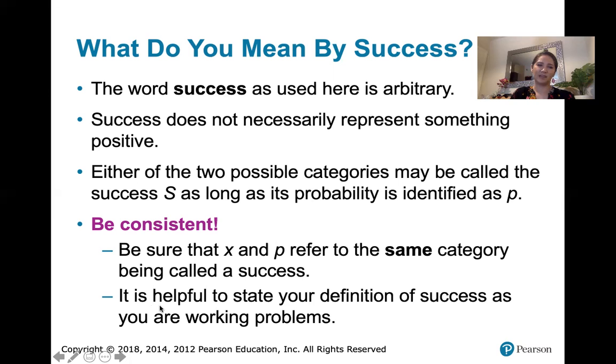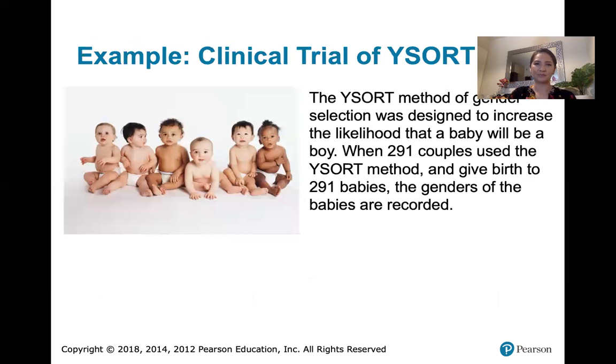This is just a note from me. It just says that it's helpful to state your definition of success as you're working problems. That will help you keep track of what X actually represents and then what probability should go with X. I always like to write it down. I've got an example here.